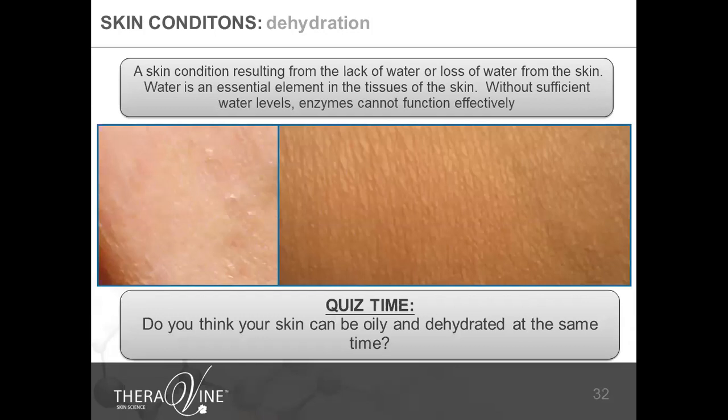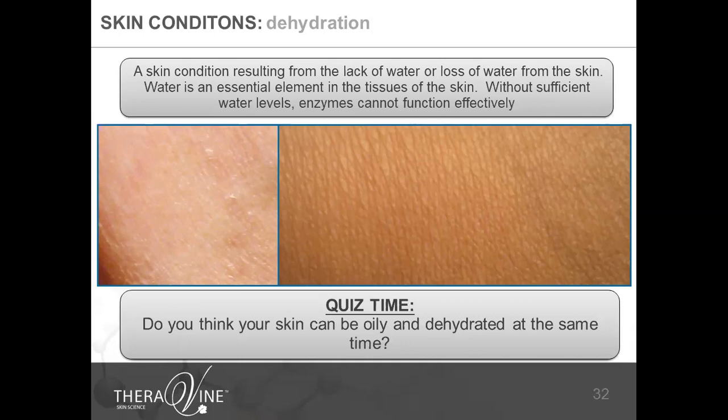So let's have a look at dehydration. It's basically a skin condition that lacks water, so there's a loss of water. And if you think of it, water is needed for every single tissue in our body. It's needed for our skin, it's needed for our body. I always say, we can die of dehydration. You can go without food for a couple of days, but you need water. The same with your skin.